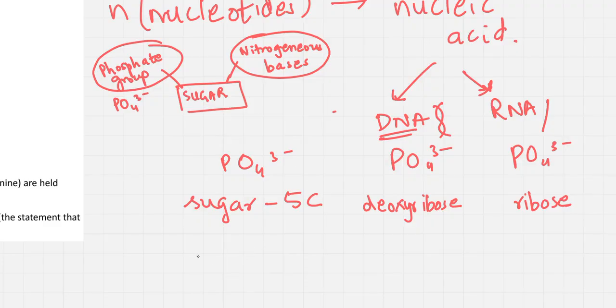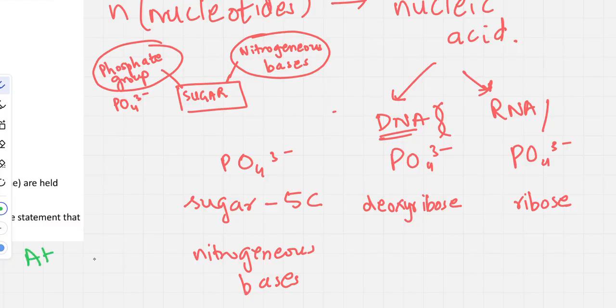Then we talk about nitrogenous bases. For DNA, we have to remember a mnemonic, AT golf course. It's a funny sentence that will help you remember the pairing, which is called base pairing. So A will combine with T, and G will combine with C.